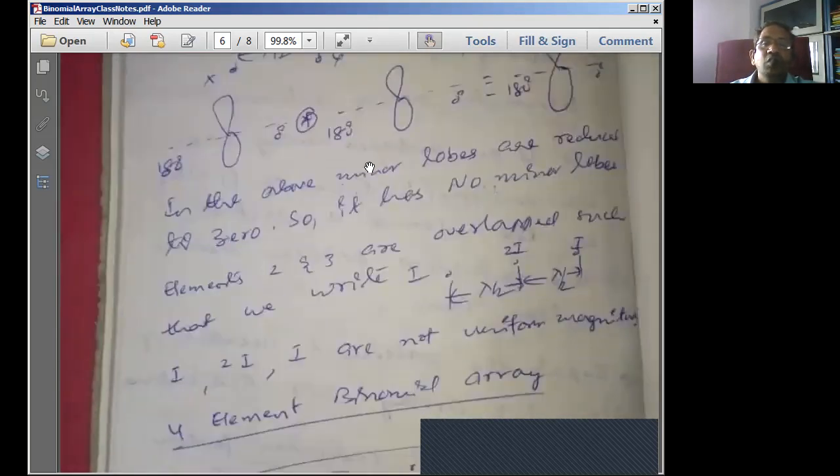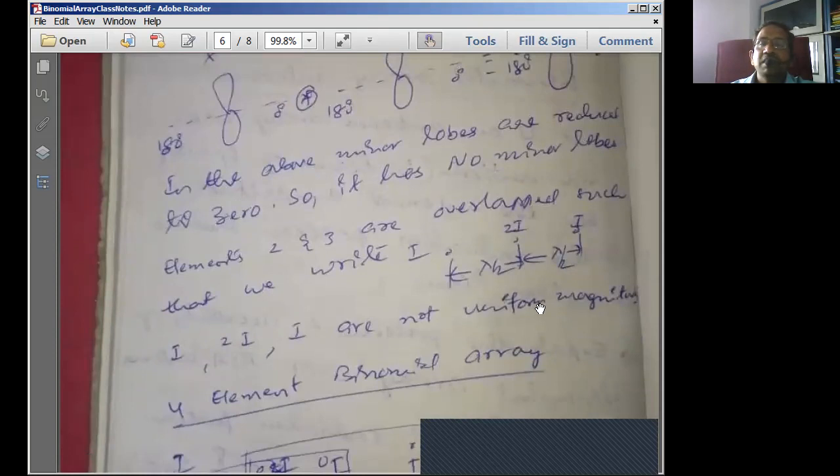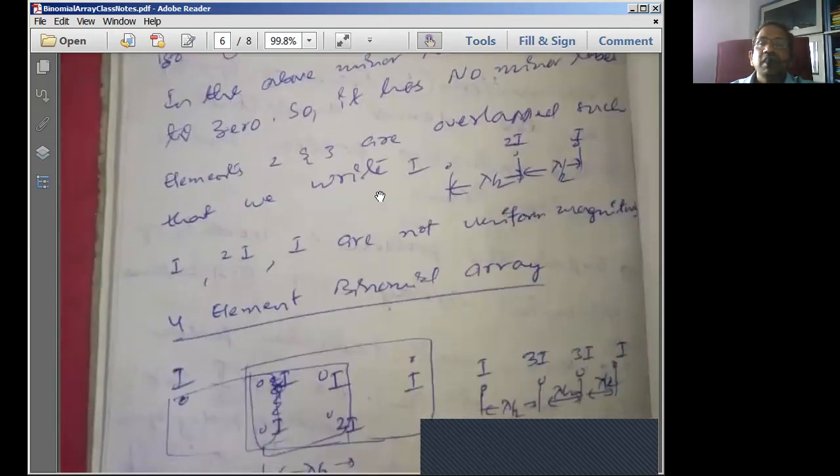Here, if you see in terms of the currents flowing inside the antennas, the current flowing in the first antenna is going to be 1.